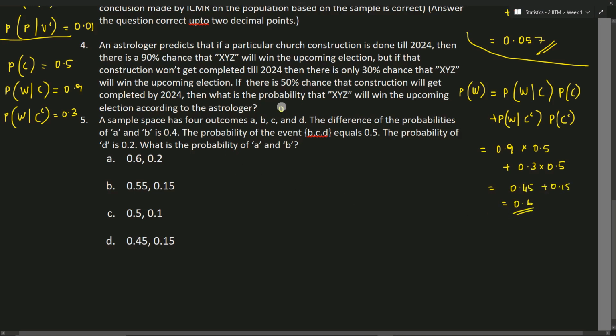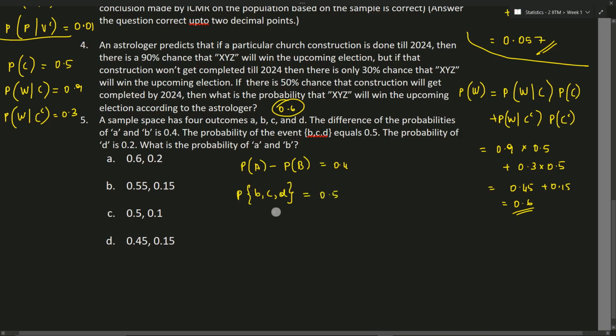This is 0.6. Next one, a sample space has 4 outcomes A, B, C and D. The difference of the probabilities P of A and P of B is 0.4. So they have given us P of A minus P of B is 0.4. The probability of event BCD is equal to 0.5.